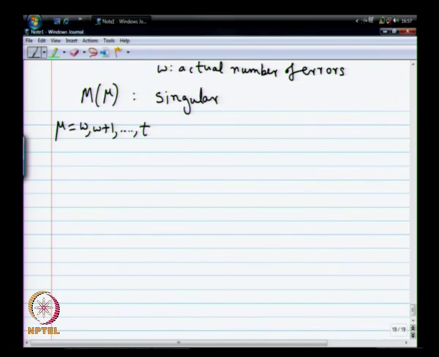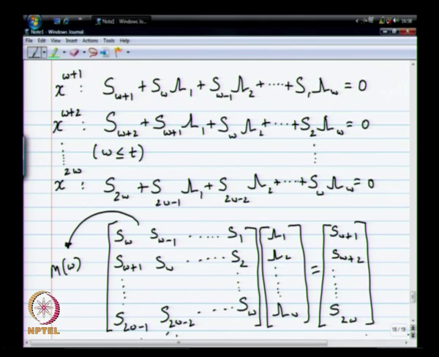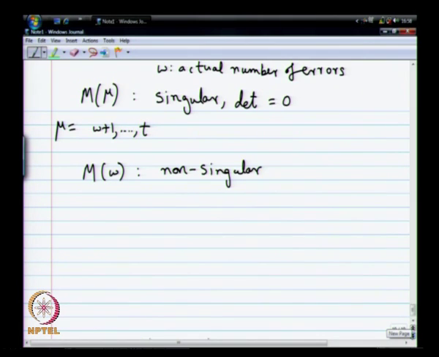Okay, what do I mean by singular? Determinant is 0. M of w, on the other hand, is guaranteed to be non-singular. Oh, sorry, I had a different way of writing this. Obviously, otherwise this is not a good decoder. So M of w, if w is the actual number of errors, is guaranteed to be non-singular. So this equation will have a unique solution. It has to, right? If w errors actually occurred and you guessed w correctly, you should get one unique answer. There should be no problem with that. And w is less than t, remember. So you'll definitely get one unique answer. On the other hand, if you guessed wrongly, but you guessed in the right direction, as in you guessed something larger than the actual w, then M of mu is guaranteed to be singular.